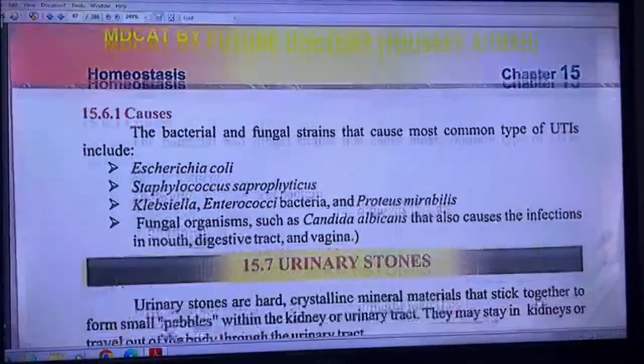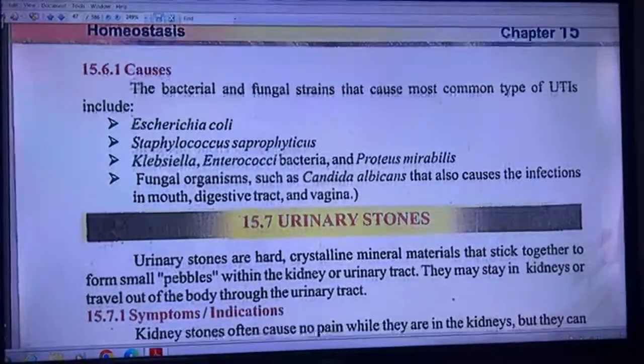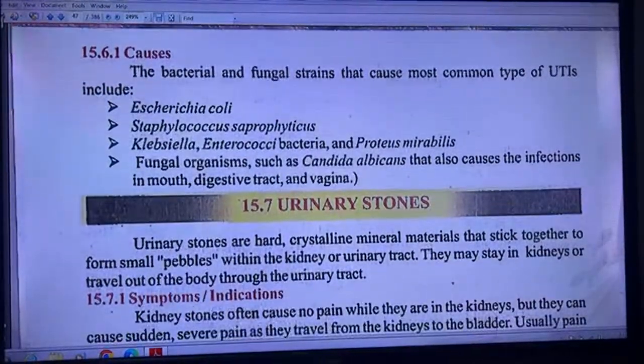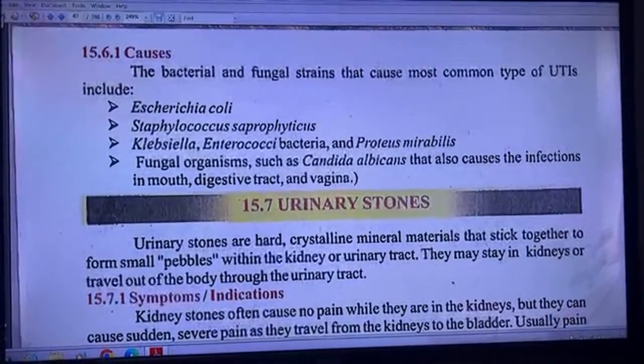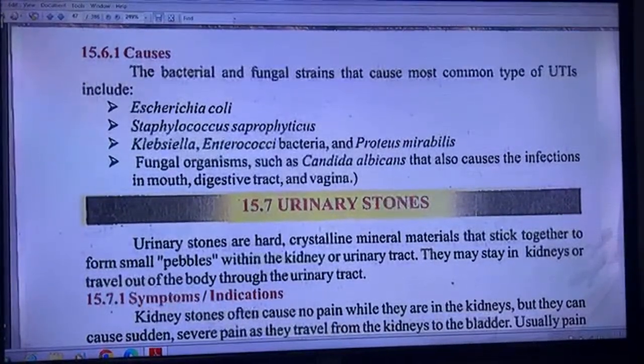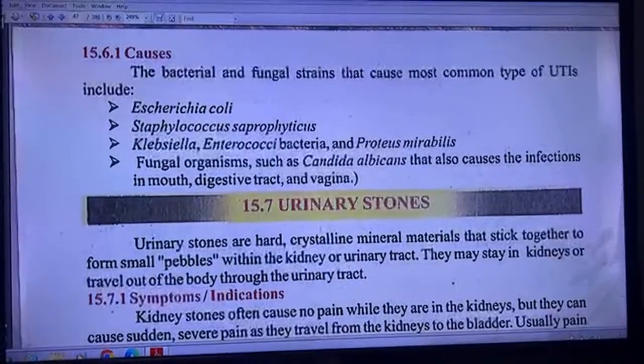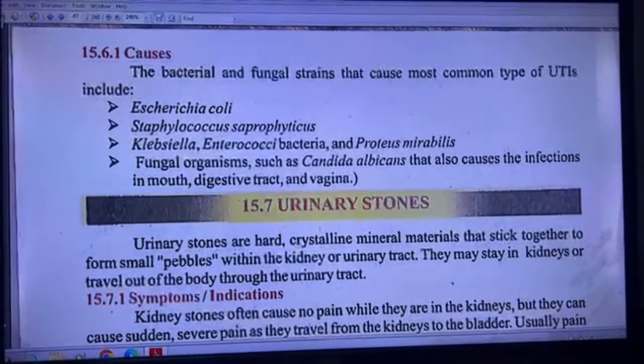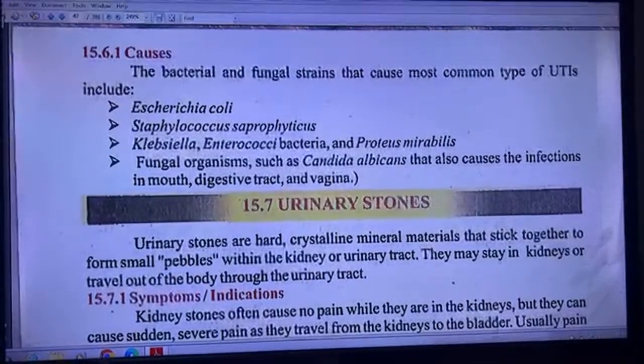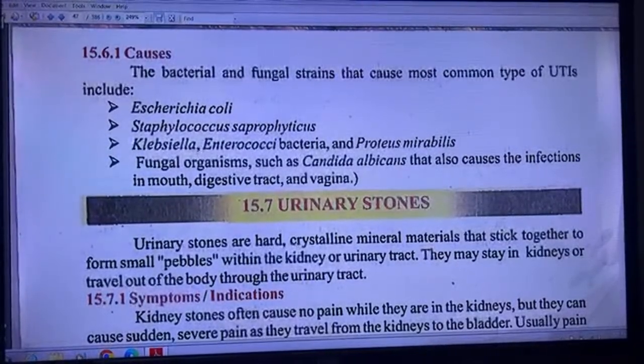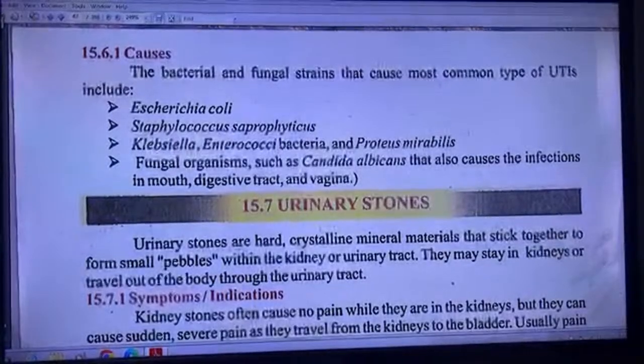Causes. The bacterial and fungal agents that cause the most common types of UTIs include Escherichia coli, Staphylococcus saprophyticus, Klebsiella, Enterococci bacteria, and Proteus mirabilis. Fungal organisms such as Candida albicans also cause infection in the mouth, digestive tract, and vagina.